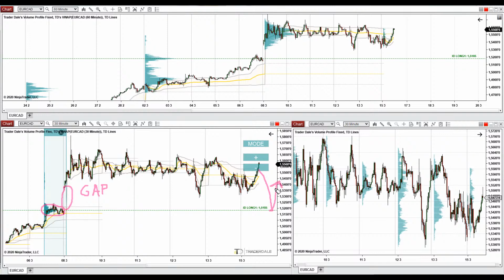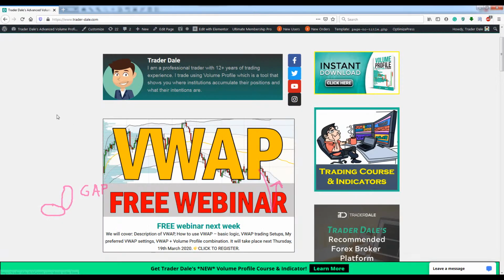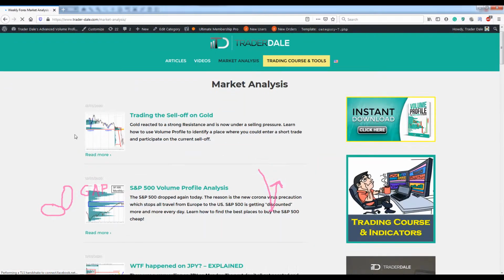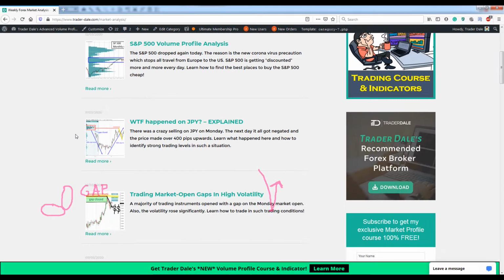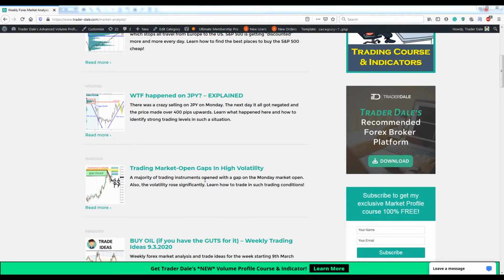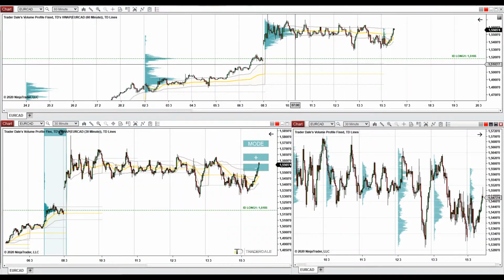I wrote several articles on this topic. You can read them in the market analysis section if you go to my website. The last one was called Trading Market Open Gaps in High Volatility. I published this one last Tuesday. So that's the latest article I wrote about trading those opening gaps.